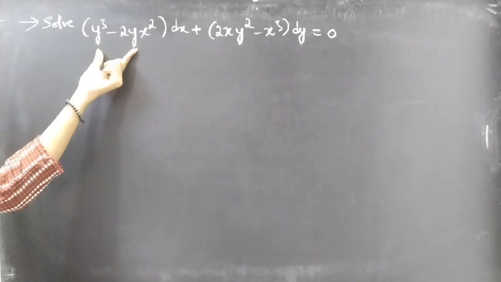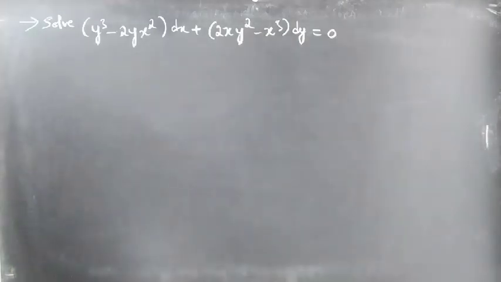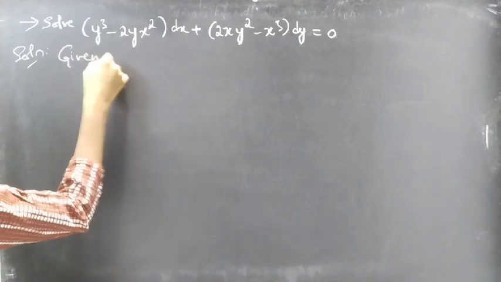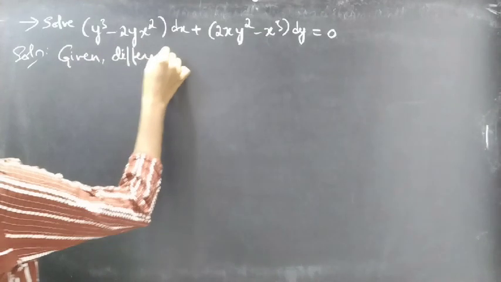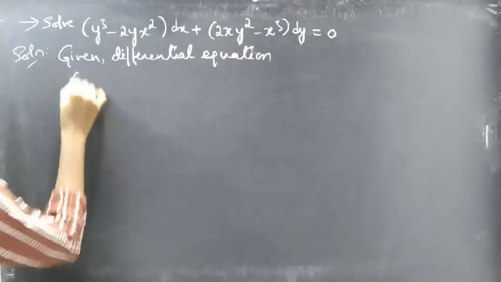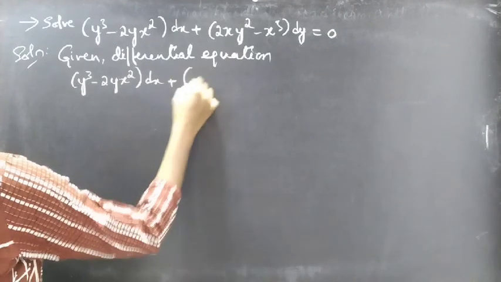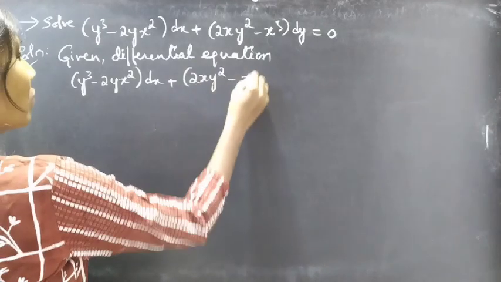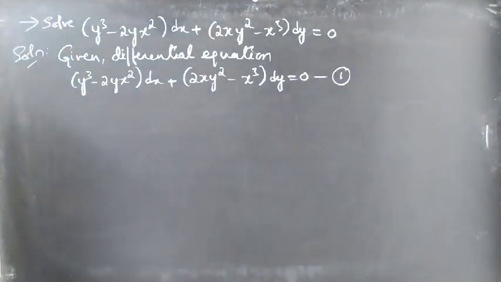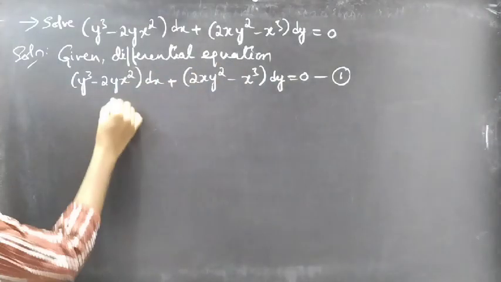Problem: solve (y cube minus 2yx square) dx plus (2xy square minus x cube) dy equal to 0. Given differential equation: (y cube minus 2yx square) dx plus (2xy square minus x cube) dy equal to 0. Consider as equation number 1, which is in standard form, say M dx plus N dy equal to 0, right?